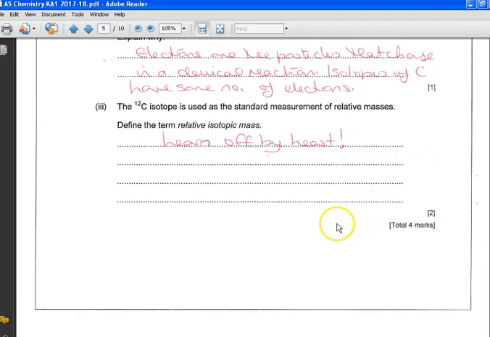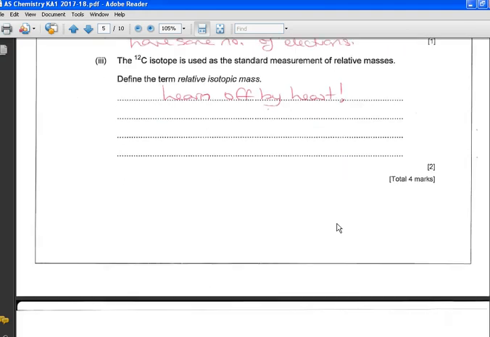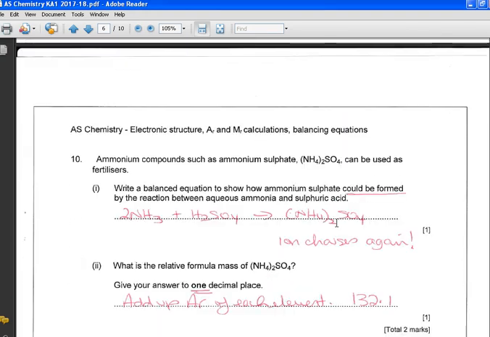Okay, basically learn this definition, relative isotopic mass. Can't say more than that.